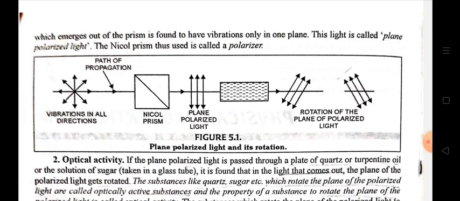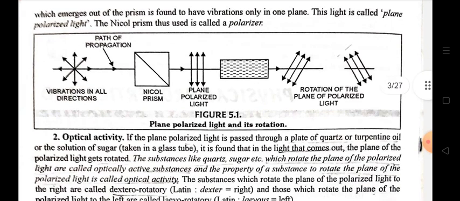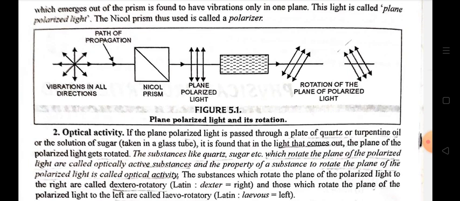Optical activity. If the plane polarized light is passed through a plate of quartz, or turpentine oil, or a solution of sugar in a glass tube, it is found that in the light that comes out, the plane of the polarized light gets rotated. Substances like quartz, sugar, etc., which rotate the plane of polarized light are called optically active substances, and the property of a substance to rotate the plane of the polarized light is called optical activity. The substances which rotate the plane of the polarized light to the right are called dextrorotatory, Latin dexter meaning right, and those which rotate it to the left are called laevorotatory, Latin laevus meaning left.